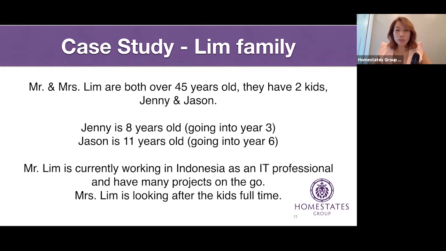So Mr. and Mrs. Lim are both over 45 years old. They've got two kids, Jenny and Jason. Now, Jenny is about 8 years old. So for the Australian curriculum here, every new year level starts from January. So Jenny will be going to year 3 this year. Jason's 11 years old. He will be going into year 6.